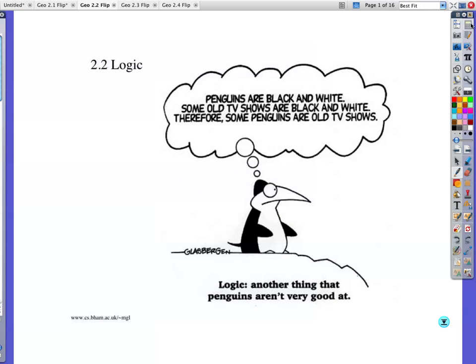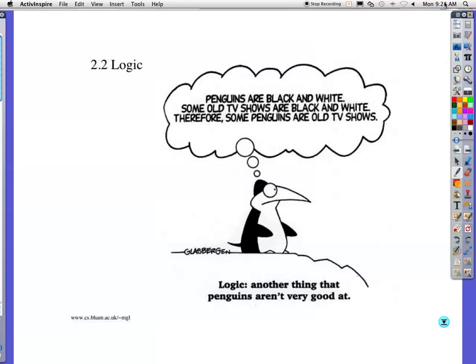Okay, we're looking at section 2.2, logic. And we're going to look at statements. It's not going to feel like geometry or a math class as such, but we're working on making arguments. It's kind of the whole essence of this. And so we need to make a logical argument. All right.